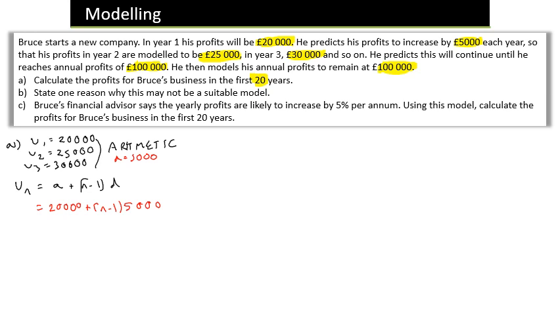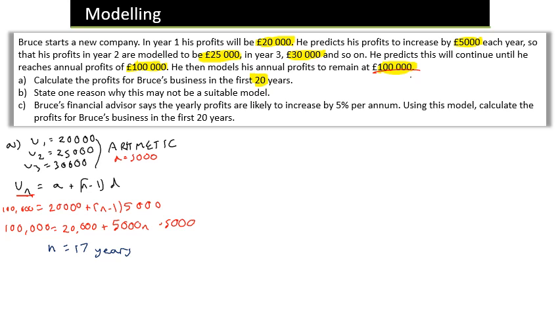And then D is our common difference, which here is 5,000. And then, what are we trying to get to? We're trying to find out when his profits get to £100,000. Let's substitute in 100,000. Then if we expand, 20,000 plus 5,000n minus 5,000. I'm not going to go through exactly how you would solve the equation. You know how to solve equations, but when you do that, you end up with n equals 17. And so it will take him 17 years to reach these profits of £100,000.